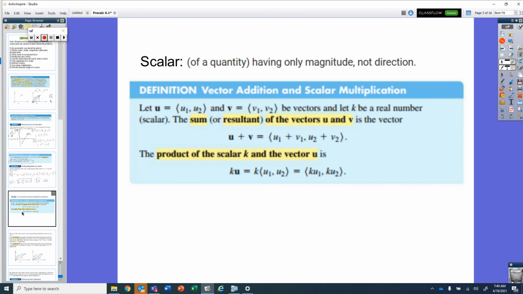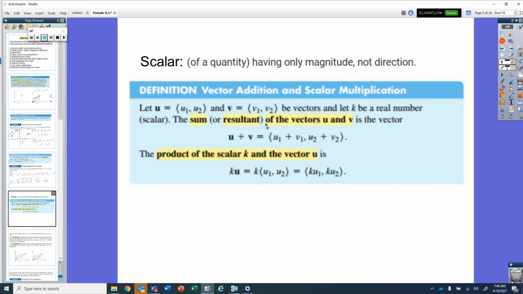And so when we multiply a vector by a scalar, as long as that scalar is greater than 1, we end up enlarging it and keeping it in the same direction, okay? If we multiply it by less than 1 but greater than 0, we reduce it. And then, of course, if it's negative, it ends up flipping the direction over.